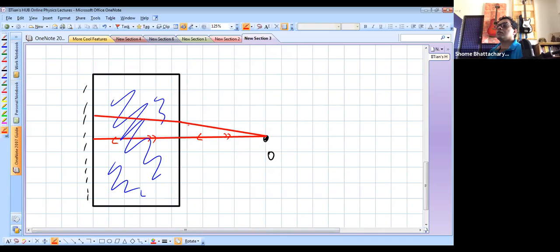Okay. So that's your first event. So when we produce this refracted ray back, it appears to be coming from somewhere here.